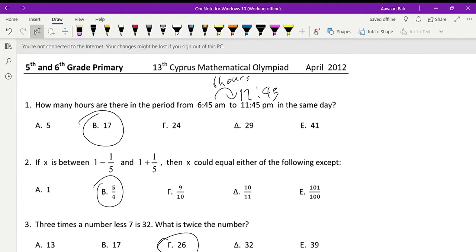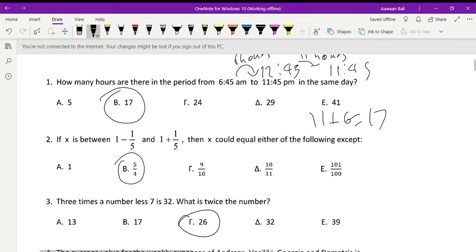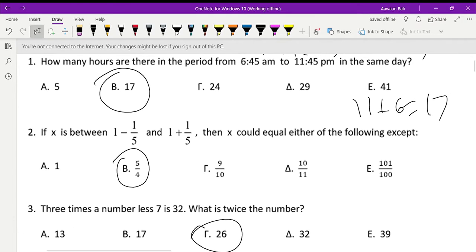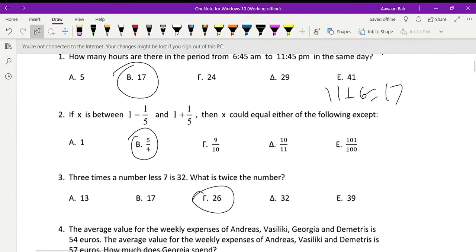So after you have the 12, it's 11 hours to get to 11:45 PM. So basically, when you add 11 hours plus 6 hours, you get 17 hours. So therefore, the answer is Vita. There's 17 hours in this span in a day.